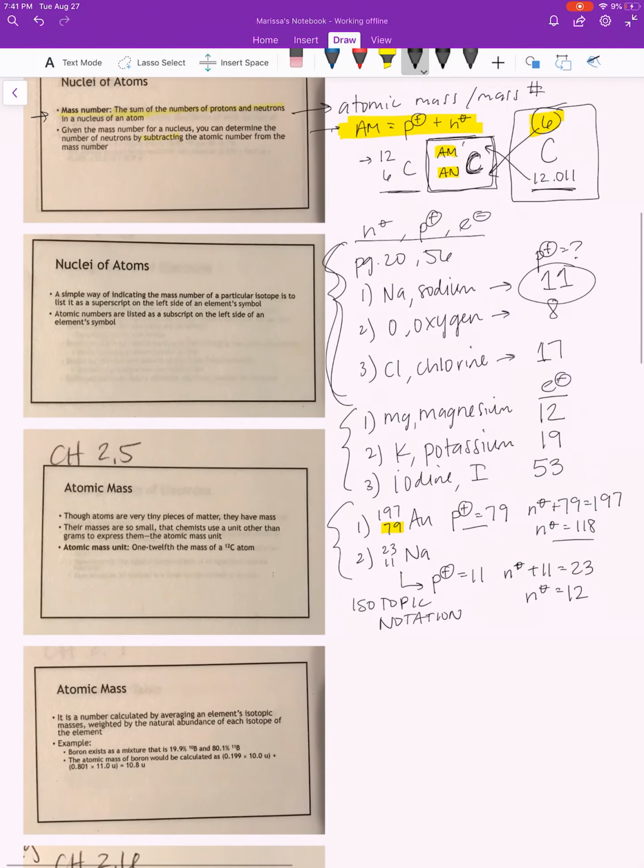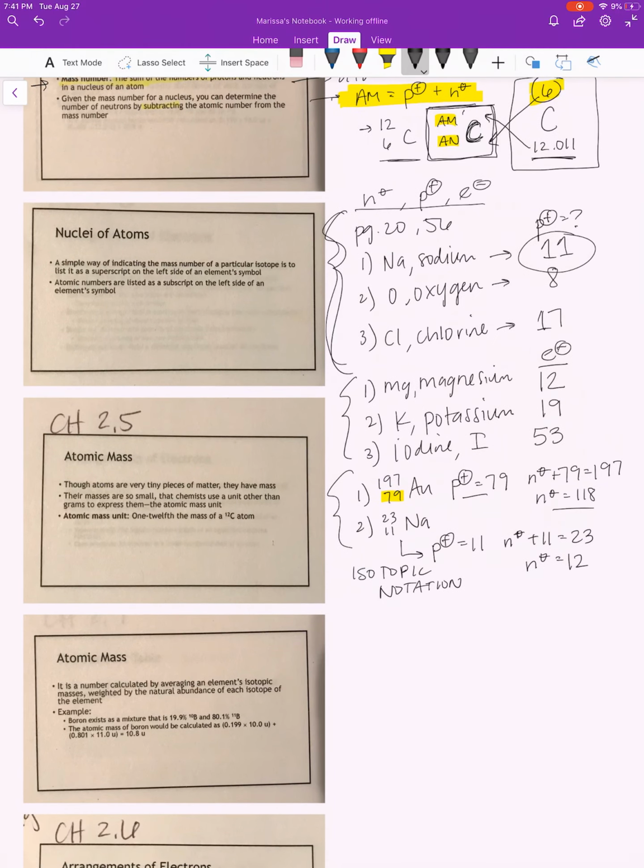So earlier we were talking about atomic mass, and it's crazy to think about something so tiny as having mass, but it does, even though they are very tiny. So we tend to use what's called the atomic mass unit. So that's abbreviated AMU. Remember, we talked about all measurements.